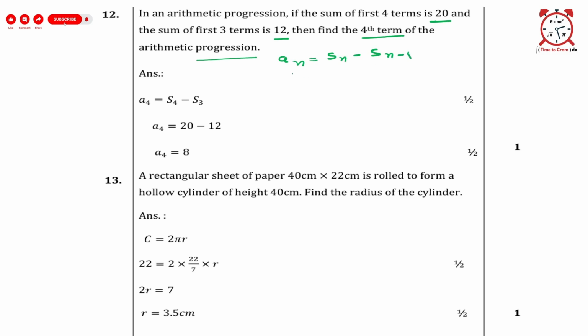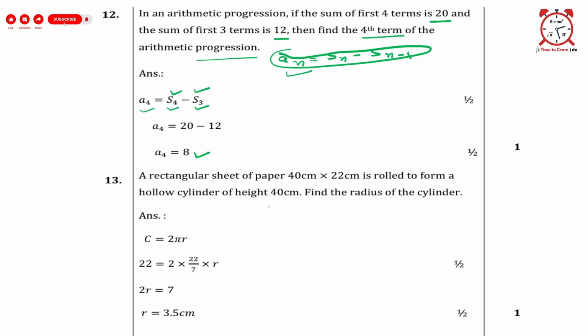This is the relation of nth term to sum of n terms minus sum of one preceding sum, meaning n minus 1. So as per this formula, here n equal to 4, then S_n means S_4 and S_(n minus 1) is S_3. These values are given here. So after keeping these values, we will directly get the fourth term here. So you have to remember this formula for the exam perspective. a_n equal to S_n minus S_(n minus 1).